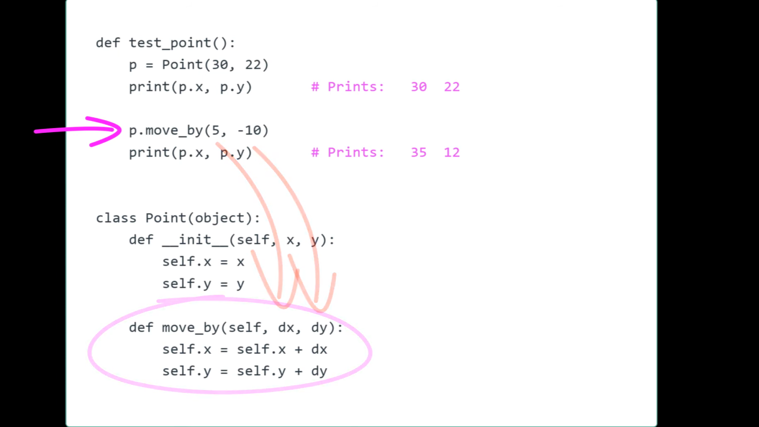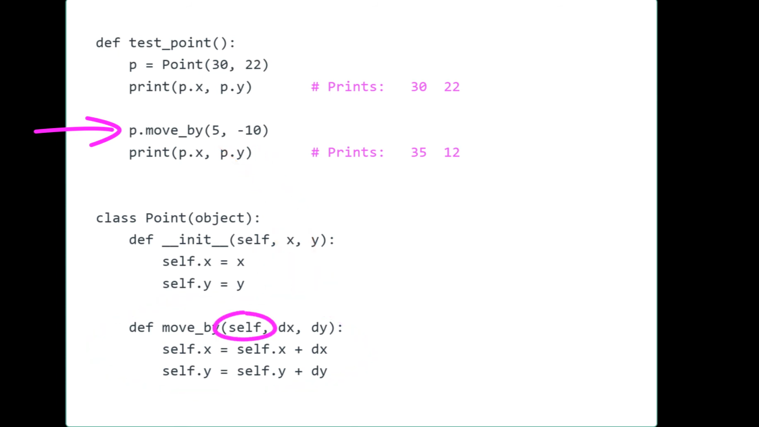Now here's the key question. What is the parameter self in moveBy set to? Pause the video at this point and see if you can figure that out. Give it 30 seconds or so to figure out what self is set to when p.moveBy(5, -10) runs. Again, pause the video and see if you can figure that one out.